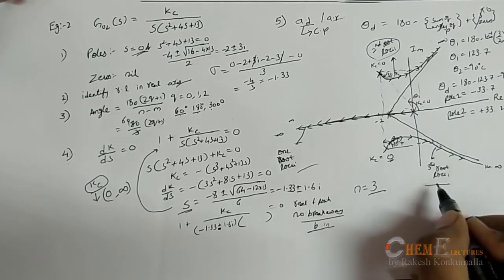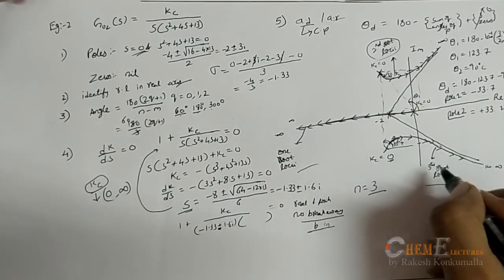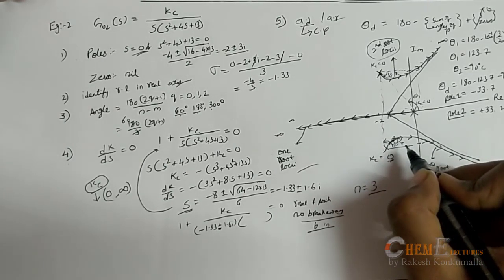This is how you can show the graphical representation, and for different values of kc you can find the characteristic roots from the root locus diagram.